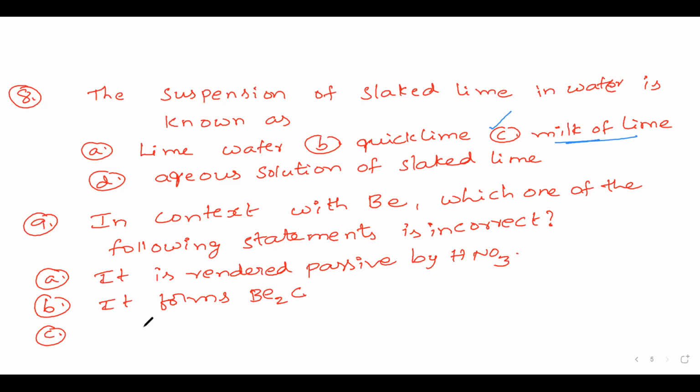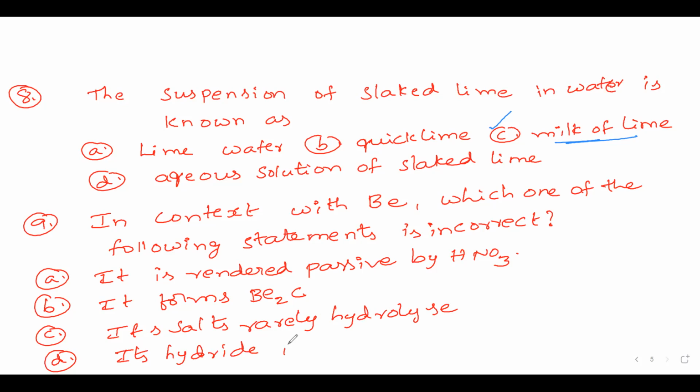Option C, its salts are rarely hydrolyzed, like barium chloride, etc. And option D, its hydride is electron deficient and polymeric. This is also correct because beryllium hydride is polymeric in nature.